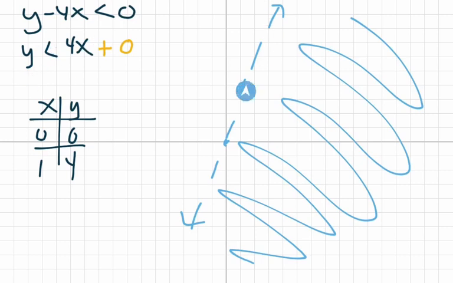The line is not included, so it is dashed, and the less than means that it is shaded underneath the line. If you're not sure of that, go pick a point in the region you think you're supposed to shade, test it out, and make sure that point is true so that you know you're on the right side of the line.